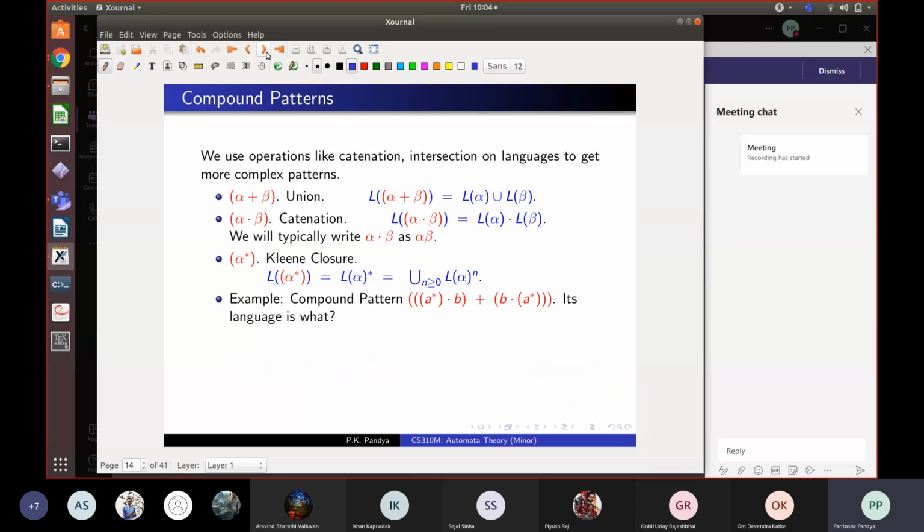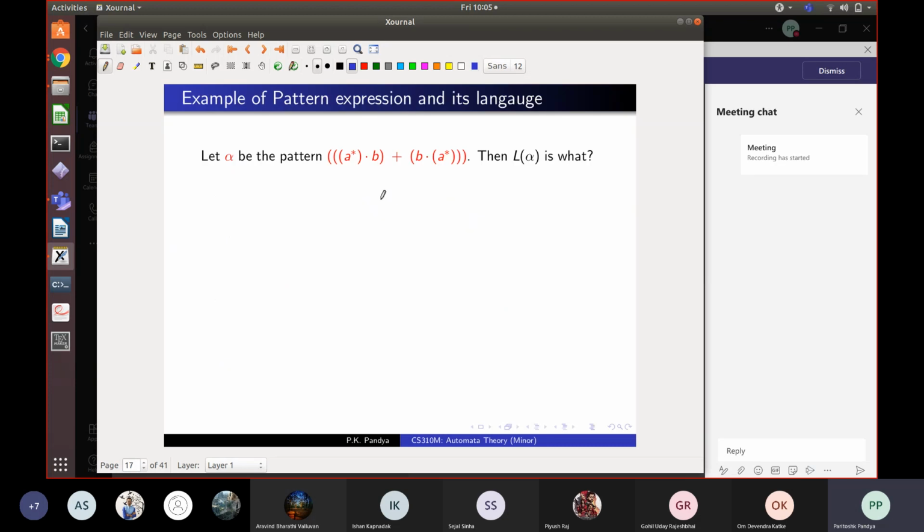In fact, I will give you a better example. Consider this compound pattern, which we saw before. What will be its language? So let us ask that question here. There is this pattern given to you. Let alpha be this pattern. What is the language of alpha? Can somebody guess and tell me?